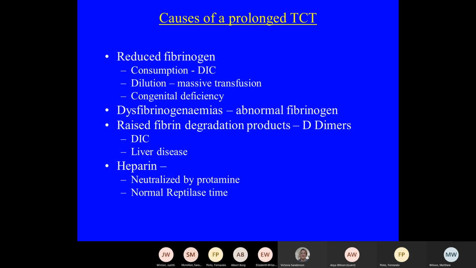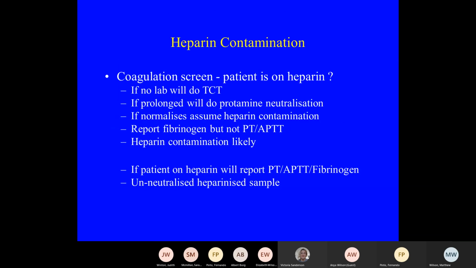And the third cause, and probably the most common that we'll see in clinical practice, is contamination by heparin. So when you see that, you always want to know, is the patient on heparin? If the patient is not on heparin, the lab will do a thrombin time. If the thrombin time is prolonged, they will automatically do a protamine neutralization, and they'll probably just put the report in the system: sample contaminated with heparin. You probably saw that because they would have called you to say this patient needs repeating.